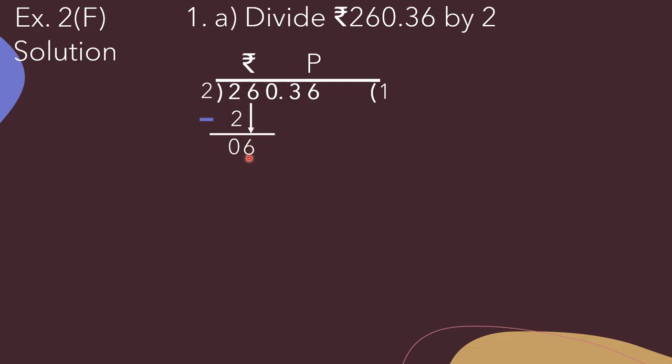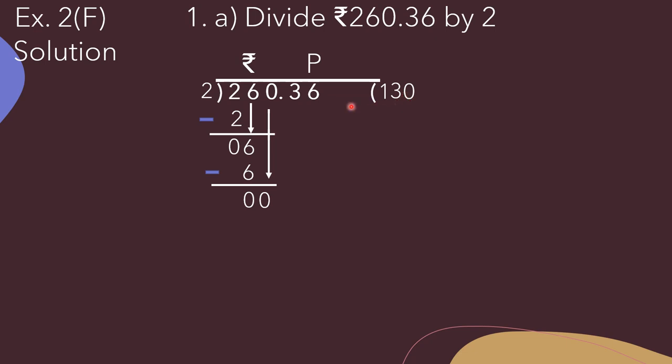Now we have to divide 6 by 2 and that is equal to 3. So here we will write 3 at quotient place and 6 below 6. Now we have to subtract again. So 6 minus 6 is equal to 0. Now we will bring down this 0. Now we will divide 0 by 2, and when we divide 0 by 2, the answer is 0. So here we will write 0 at quotient place.